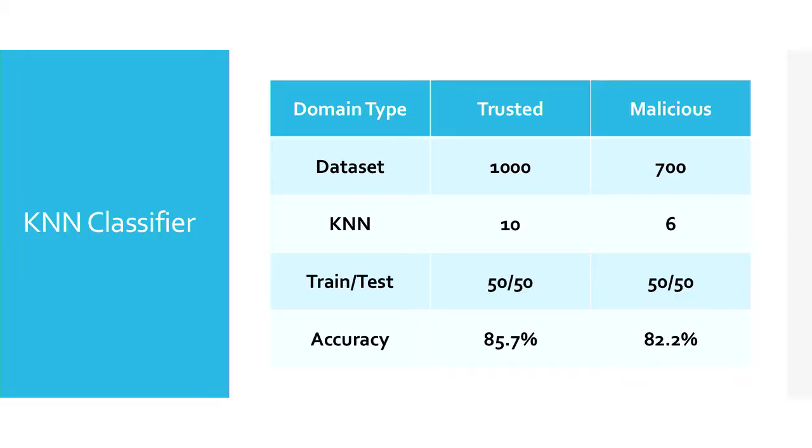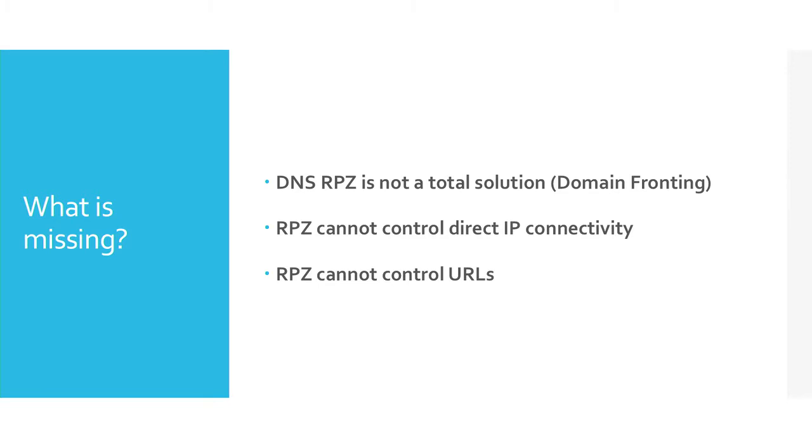This is the outcome and result that I concluded from the domains that I analyzed: 1,000 trusted domains that I processed with KNN. If you're familiar with the algorithm, that's what I used. Then I divided them 50-50. 85.7% were successful in identifying whether a domain is trustworthy or not. I did the same thing with malicious domains, using those that existed inside PhishTank.